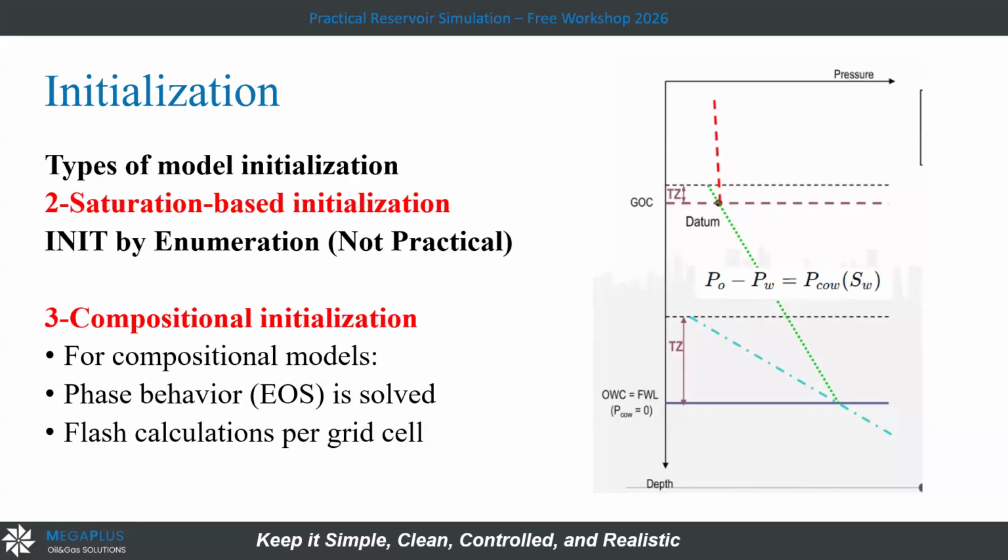And the third type in initialization is called compositional initialization, where I have to put the composition in the initial condition. As an example, gas condensate. In the initial condition it will be gas. When the pressure decreases, what will happen? Some fluid, an oil or condensate liquid, will come into the model.